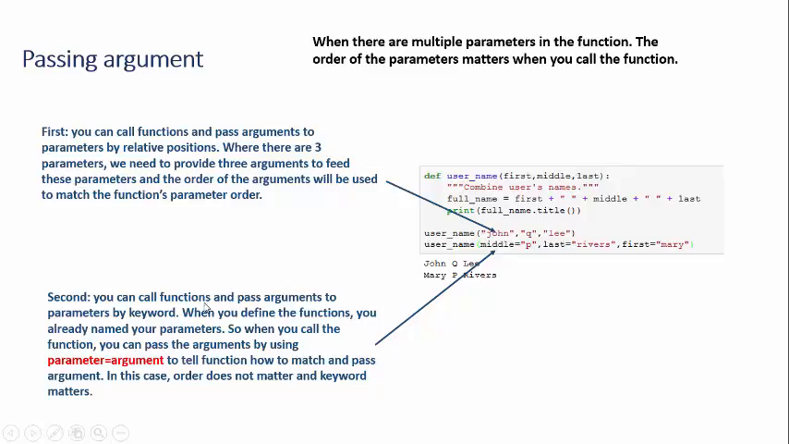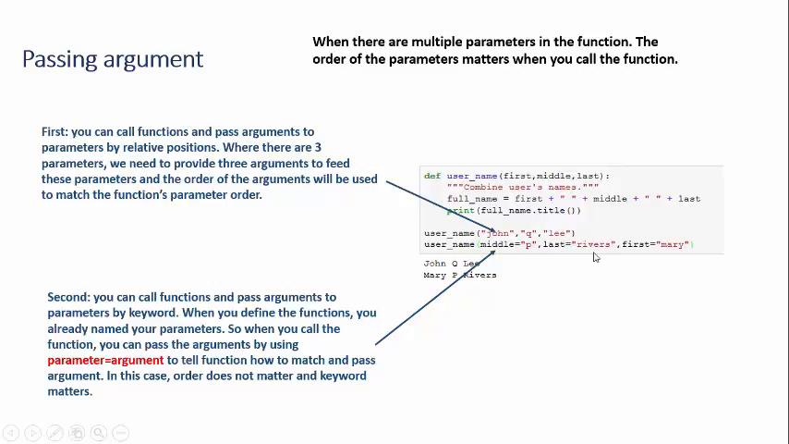And the second way you call a function and pass arguments is by keywords. Because we already defined the function's parameters as first, middle, and last, when we call the function we can define, for example, middle equal to P, last equal to river, and first equal to Mary. Then the function is going to check: I'm going to pass P to middle, I'm going to pass river to last, and I'm going to pass Mary to first.